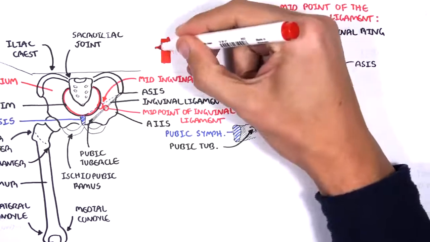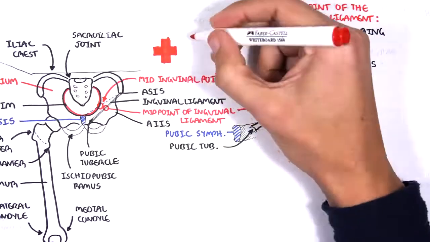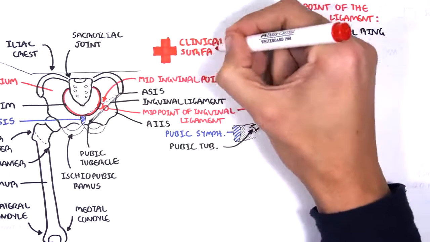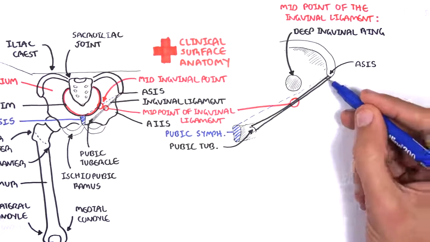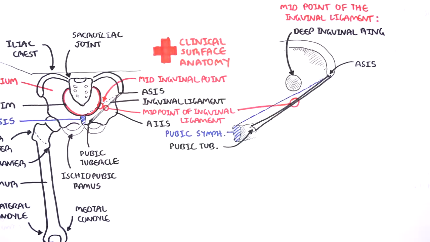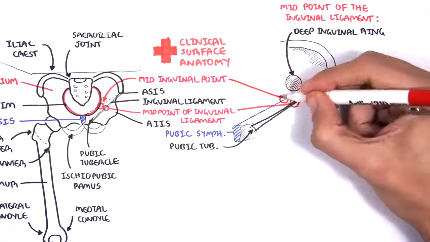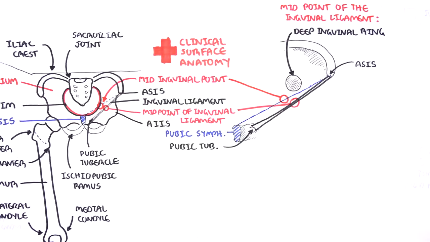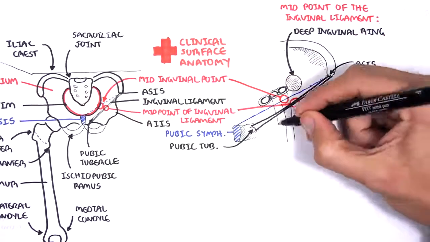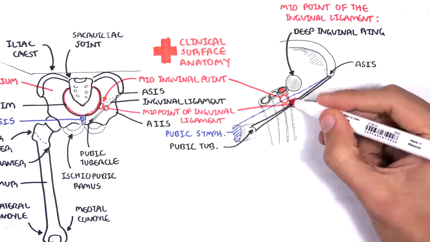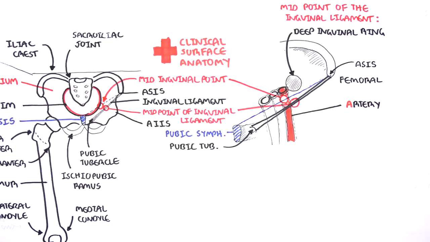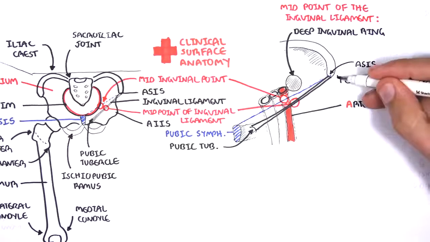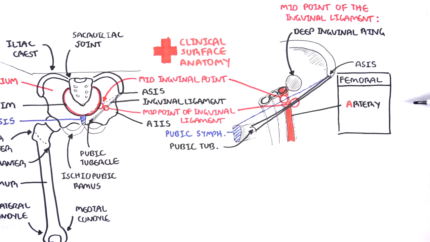So we are right now focusing on clinical anatomy, the surface anatomy. The other important landmark is where we draw an imaginary line between the pubic symphysis and the ASIS. The middle here is the mid-inguinal point. Now the mid-inguinal point is slightly medial to the midpoint of the inguinal ligament. The mid-inguinal point is important because below it runs the femoral artery, which can be palpated. And here is the femoral artery.